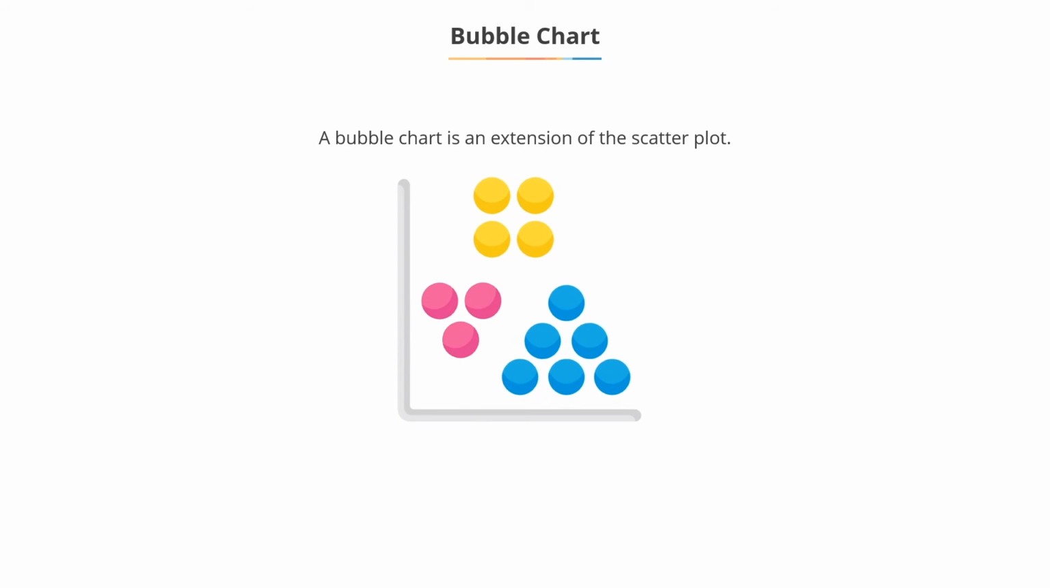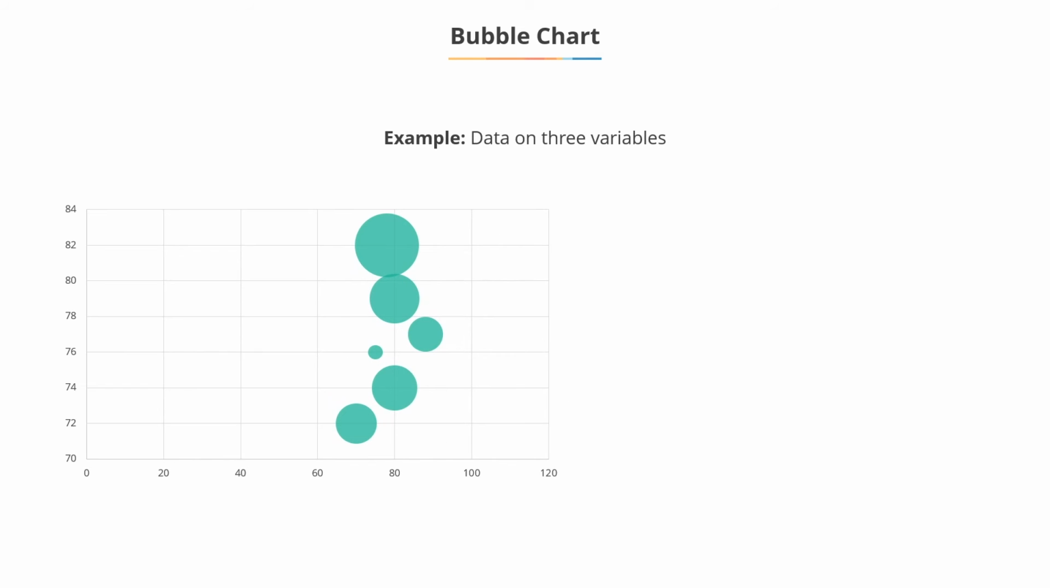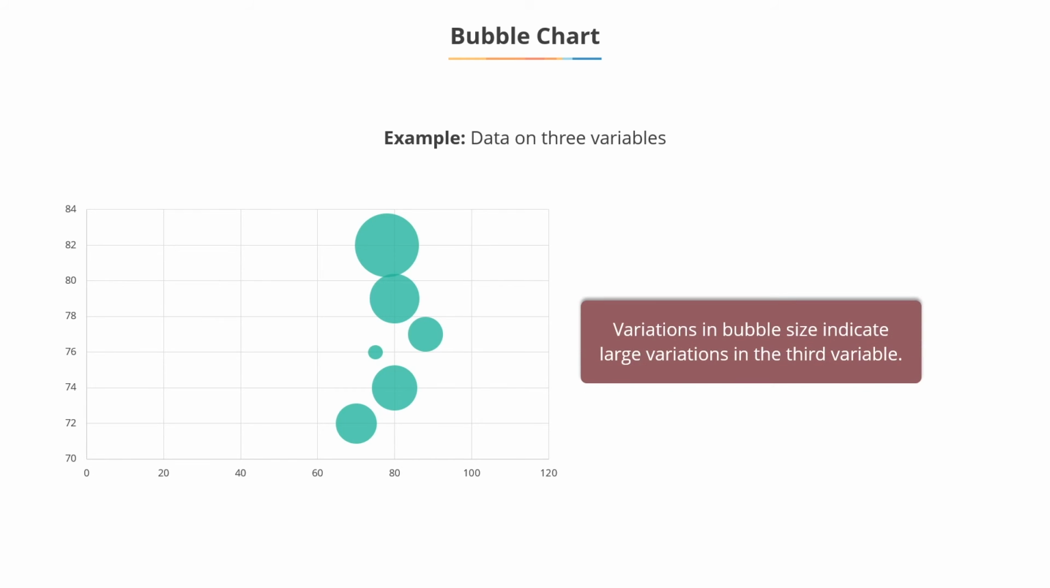The last chart we are going to look at is the bubble chart. A bubble chart is an extension of the scatter plot used to identify relationships between three numerical variables. Consider the following data on three variables. You get this bubble chart for the given data. Variations in the size of the bubble indicate large variations in the third variable.